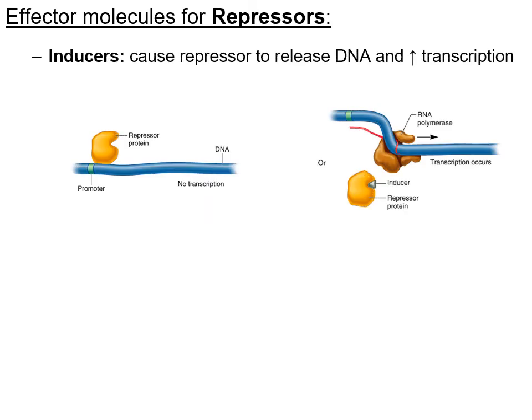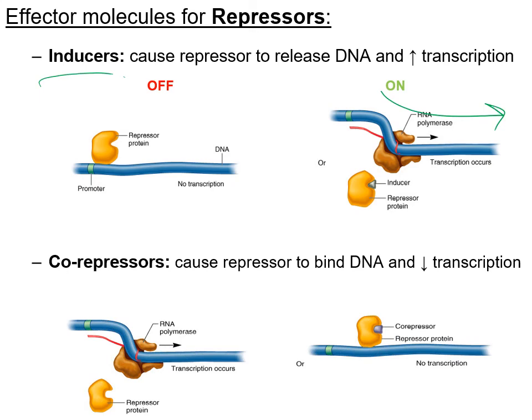Now, effector molecules for repressors. Let's look at the other side of the story here. Again, it's pretty much the opposite. Something that turns off a repressor is called an inducer. So there are inducers for activators and there are inducers for repressors. If you induce a repressor, you're turning off a repressor. It's like a double negative, which means you get transcription.